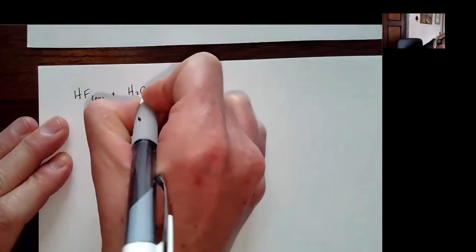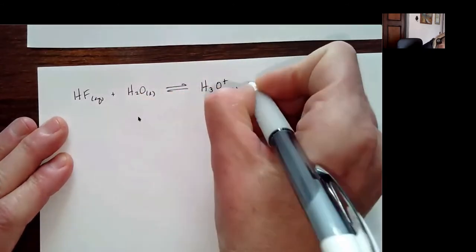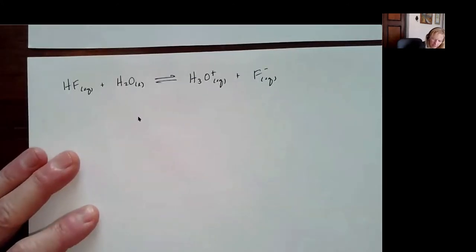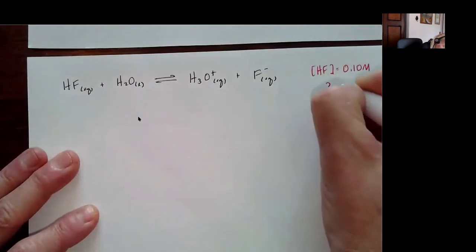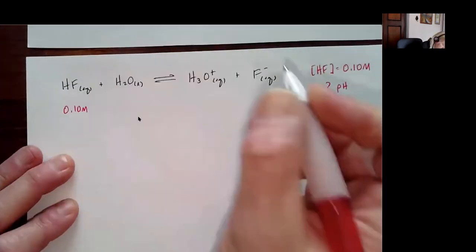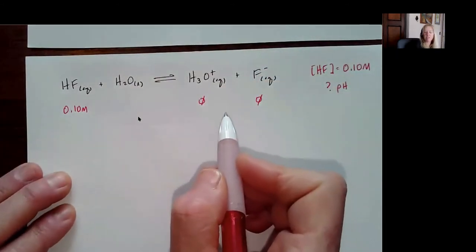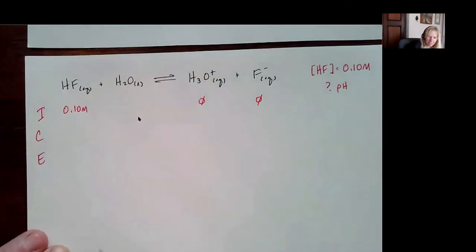So here is my equation. I have HF, and I'm just going to write water in here because I want to look at hydronium ion concentration. And this just allows me to balance that. And let's say I have an initial concentration of HF of 0.10 molar, and I want to know what the pH of this is. I'm going to assume that I'm starting with 0 of these because it hasn't disassociated yet. So this looks an awful lot like an ICE table scenario, which it is.